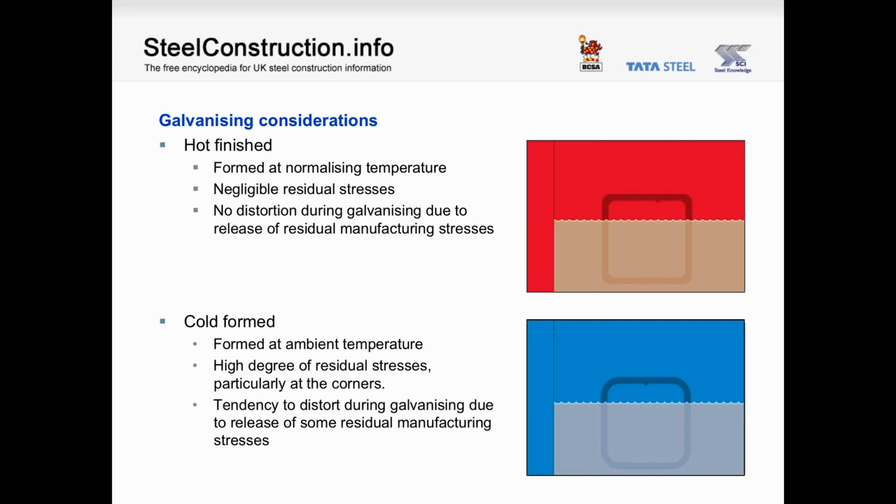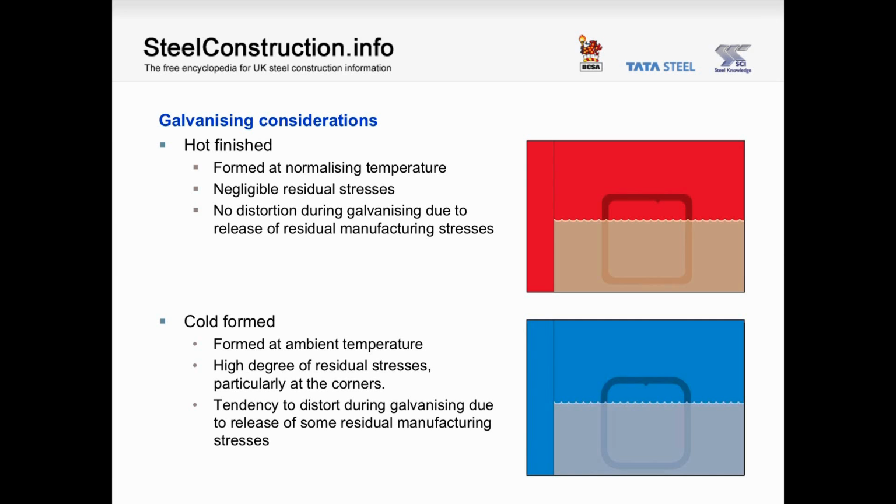The zinc in a galvanizing bath is at a temperature of around 450 degrees C. With hot finished hollow sections, the risk of distortion due to release of locked-in stresses is very low, because the sections have been formed at normalizing temperature, and so any residual stresses from the processes are negligible. The cold formed product is manufactured at ambient temperature. There are significant residual stresses, and so there is greater risk of distortion.